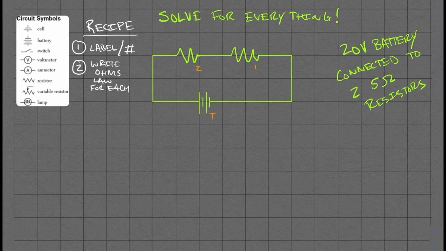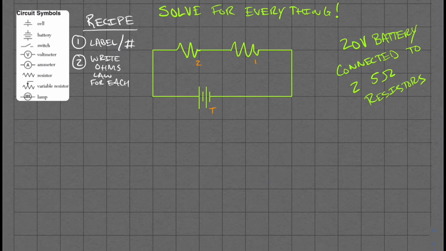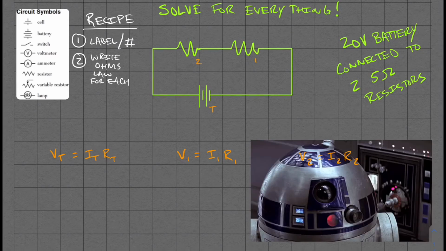All right, so now we're writing Ohm's law for each of the objects in the circuit. So we have 3 objects here, which means we're going to write Ohm's law 3 different times. Once for the battery, once for the first resistor, and once for the second one. So we have V total is equal to I total, R total. We have V1 is equal to I1, R1, and we have V2 is equal to I2, R2.